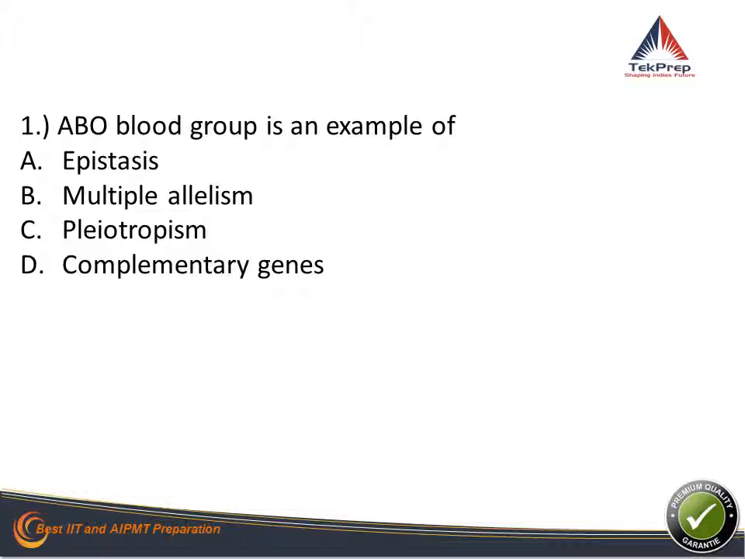So ABO blood group, well, it's not pleiotropism and it's not complementary genes. ABO blood group does not follow Mendel's laws, so it is an example of epistasis, and the result of epistasis is the multiple allelism in the ABO blood group, wherein we have more than 70 alleles which are known to exist at the ABO locus.